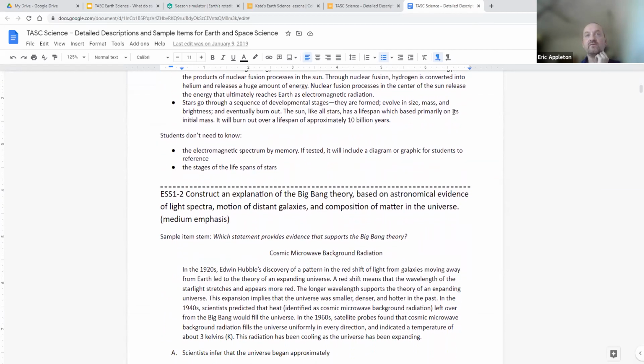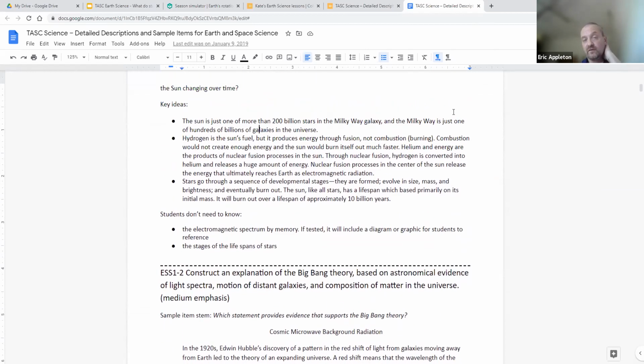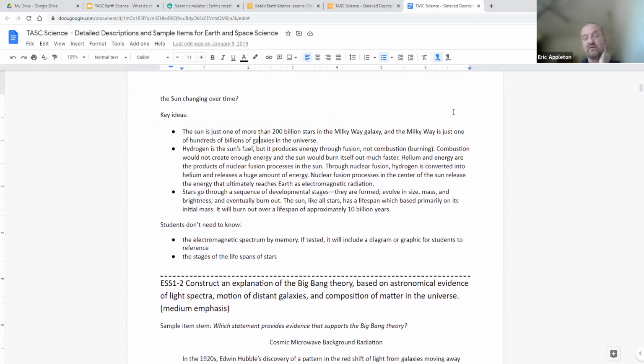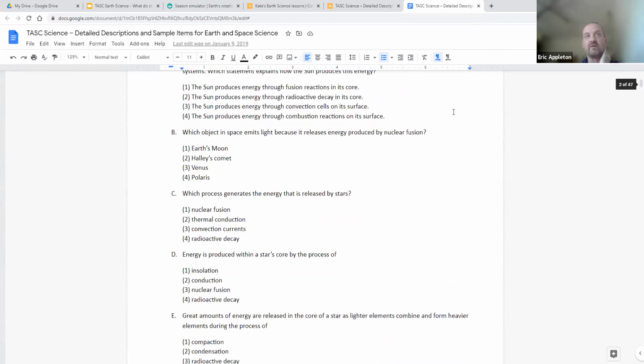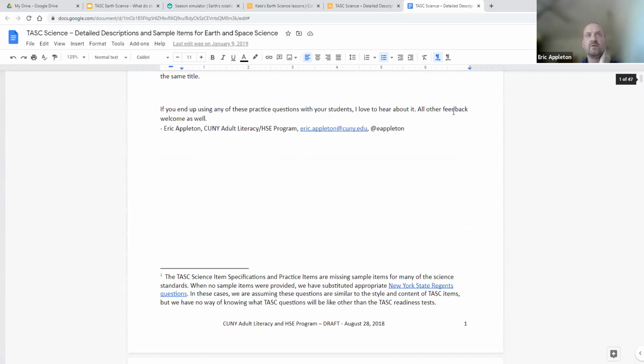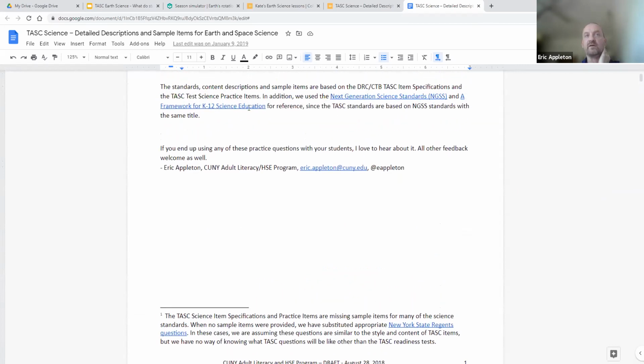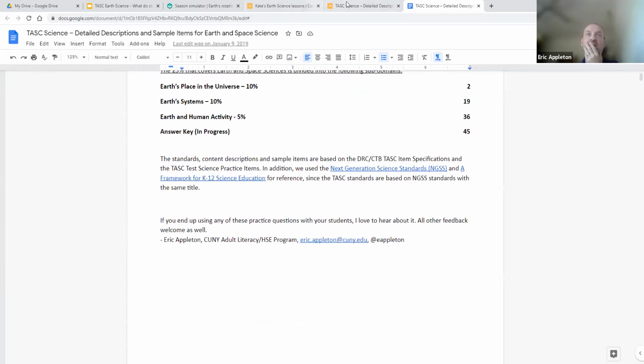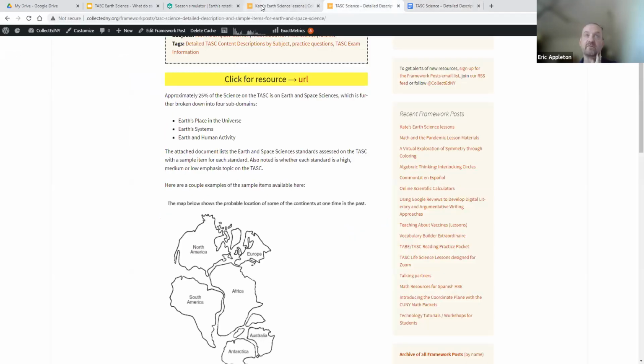The framework for K through 12 science education was very useful. I have it referenced here at the beginning. This link right here is actually a very readable document. It's prose, it's explanatory, it's not just learning standards. We used that and summarized it and took some material from it. That's one of our goals here, that we hope people will use these. We have them for the different parts of the science exam.